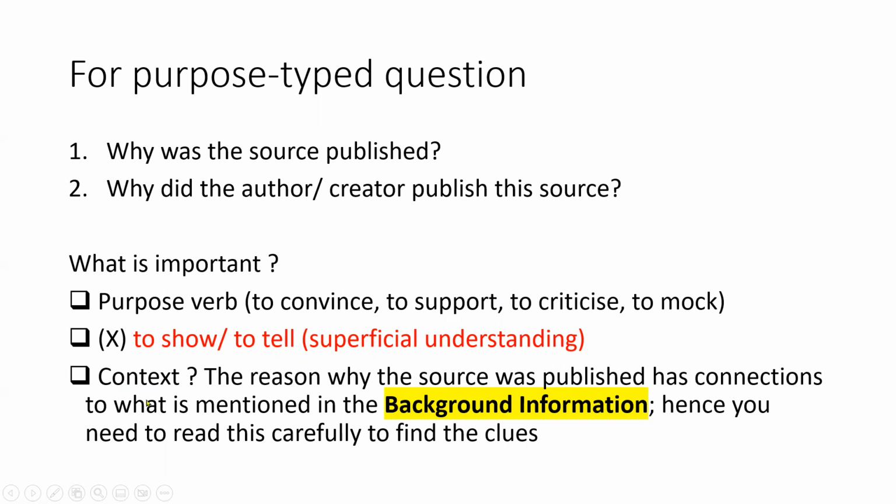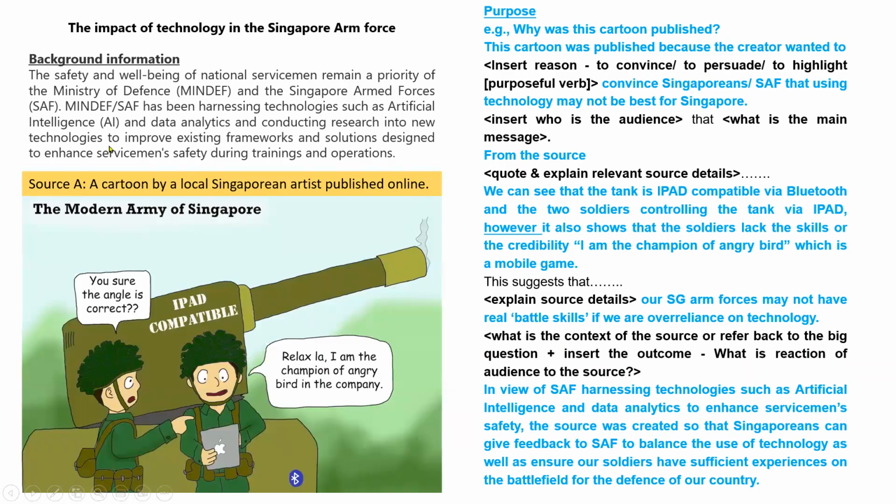And the added one, which is point 3 here, is context. The reason why the source was published has connections to what is mentioned in the background information. That's why I told you in the beginning of this video, always remember to read the background information, because that is where you find the clues. If I were to give this particular source and word it as, why was this cartoon published? It was published because the creator wanted to convince Singaporeans or SAF that using technology may not be the best for Singapore. From the source, the source details and explanation are the same.